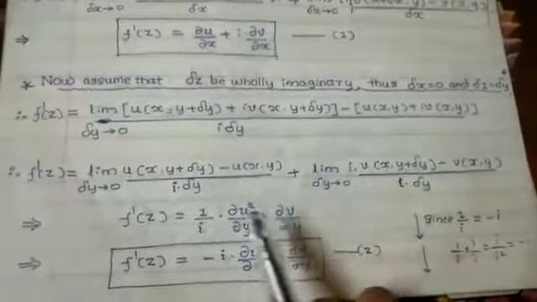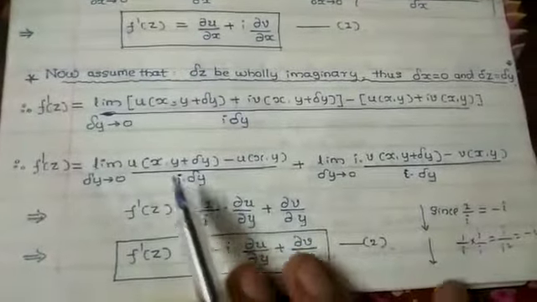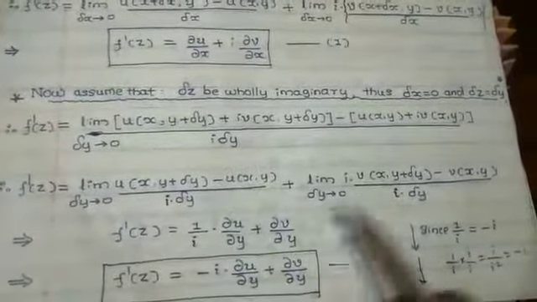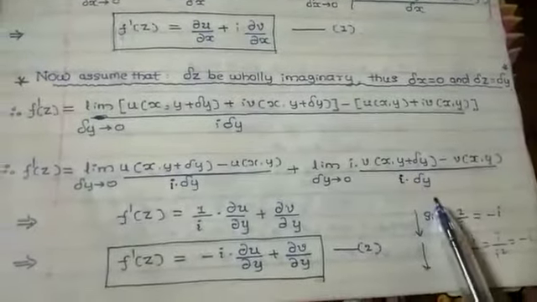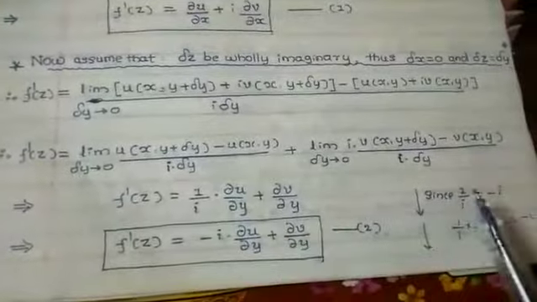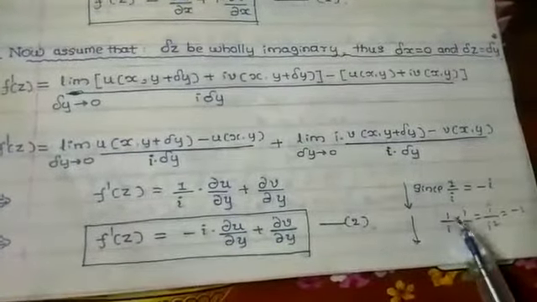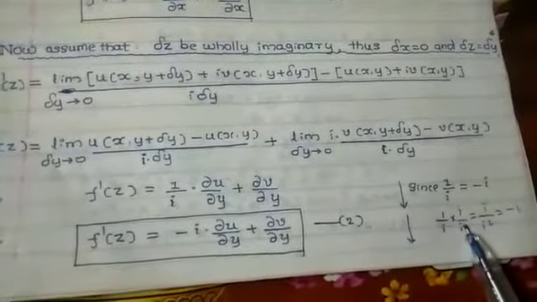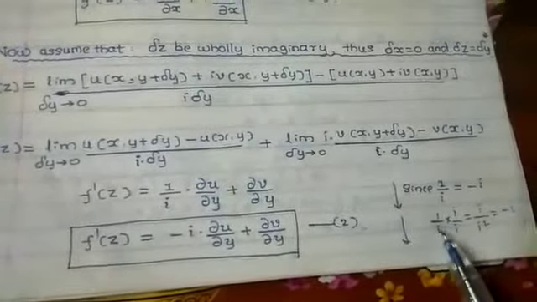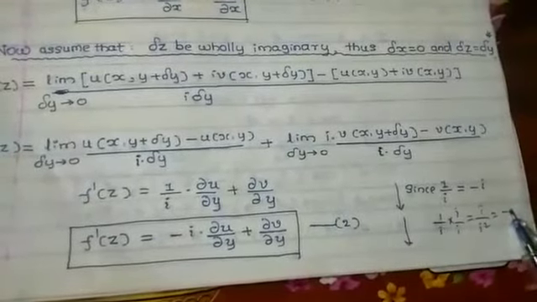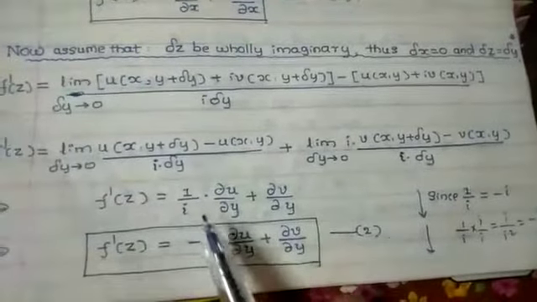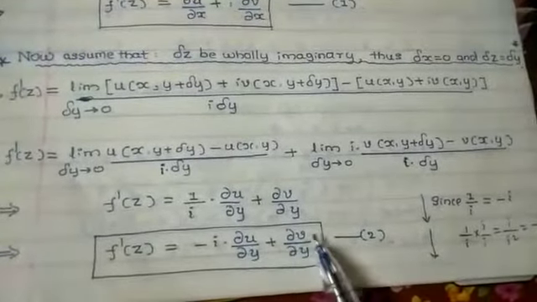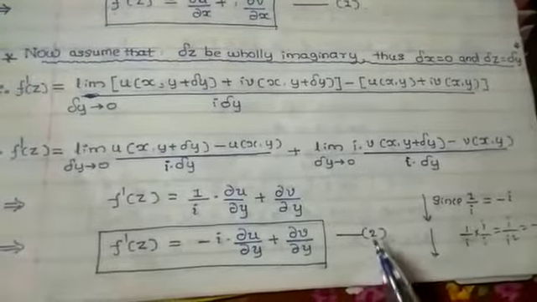The i gets cancelled in the imaginary part, and the real part has 1 divided by i. According to the definition of differentiability, we get dou u by dou y and dou v by dou y. This 1 by i can be written as minus i, because multiplying numerator and denominator by i gives i divided by i square, which is minus 1, so it becomes minus i. Therefore f dash of z equals minus i into dou u by dou y plus dou v by dou y. Call it equation number 2.